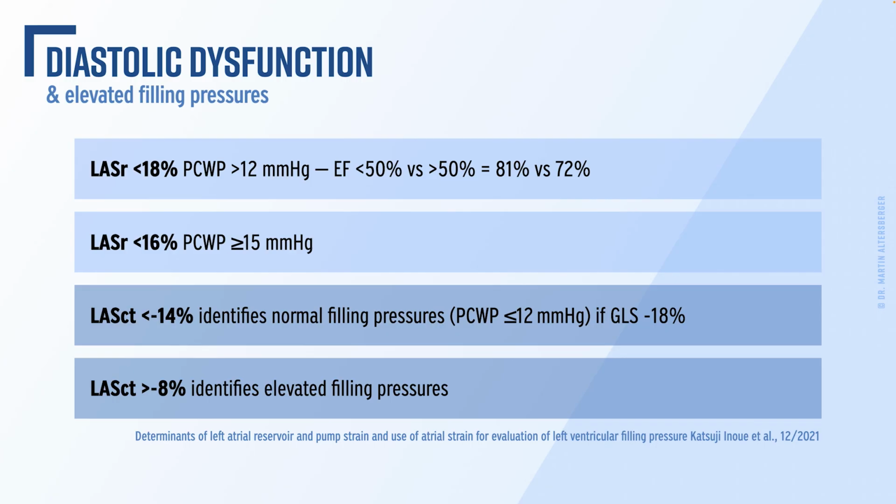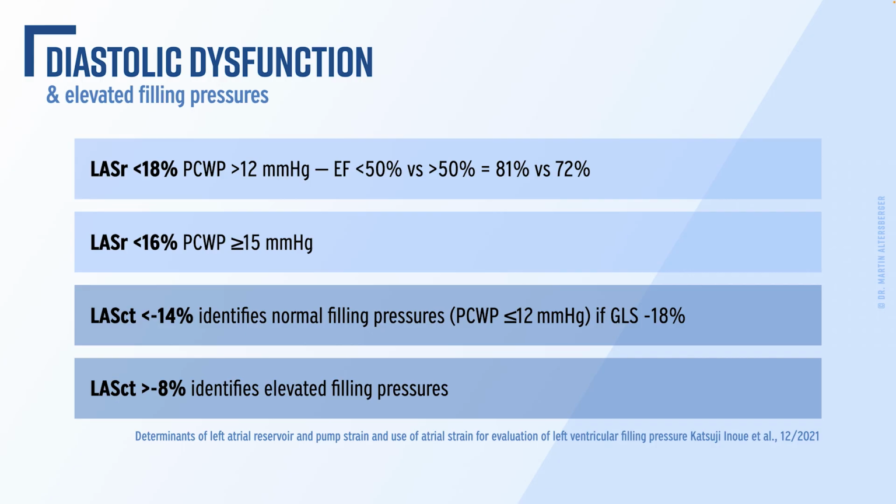It is better when we have an ejection fraction below 50% versus an ejection fraction above 50%. If the left atrial strain reservoir phase is below 16%, you can be very sure, independent of ejection fraction, that the pulmonary capillary wedge pressure will be significantly elevated, so above 15 millimeters of mercury. The left atrial strain contraction phase below -14, so -15, -16, -17, identifies normal filling pressures quite nicely.